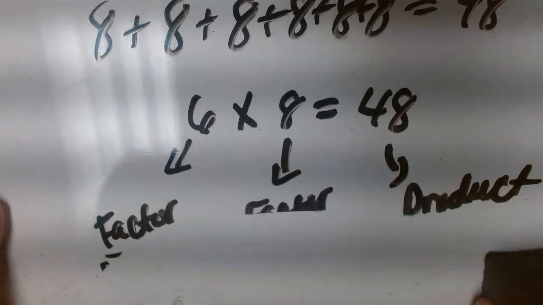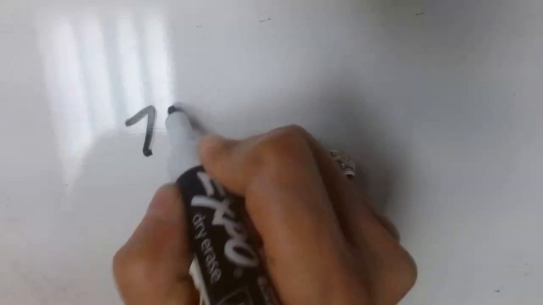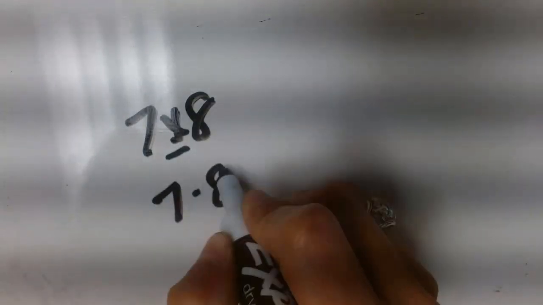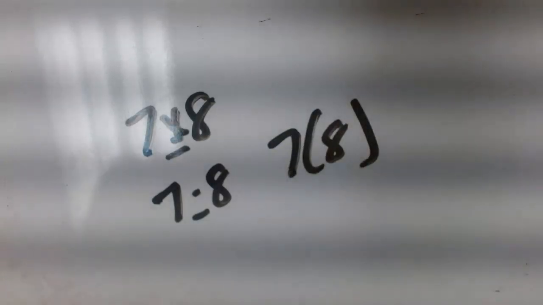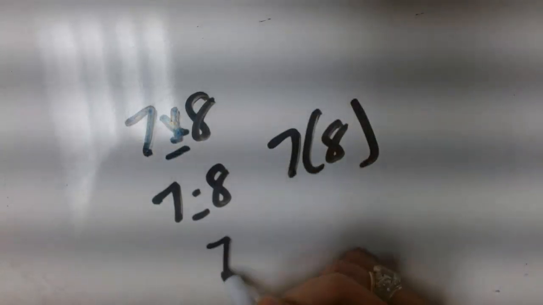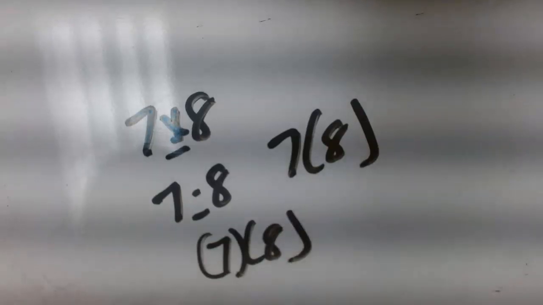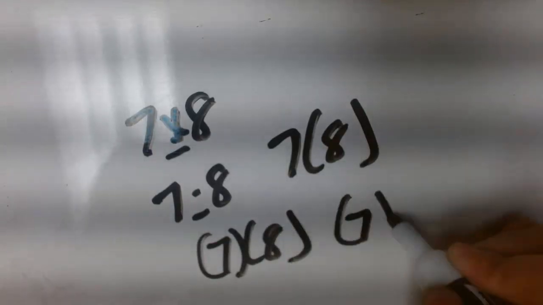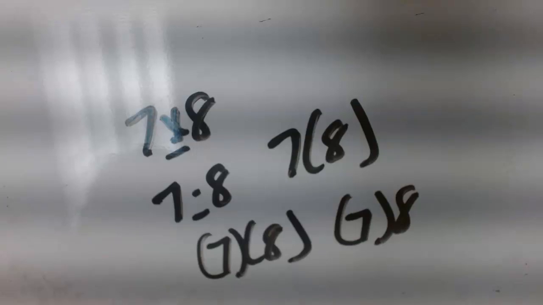Now I also want to share with you, when you multiply, there are signs that you will see that indicate that you need to multiply. For example, 7 times 8, you will see that. You will also see the dot. You will also see a parenthesis being used, or even 2 parentheses being used, or even a parenthesis on one side of it.